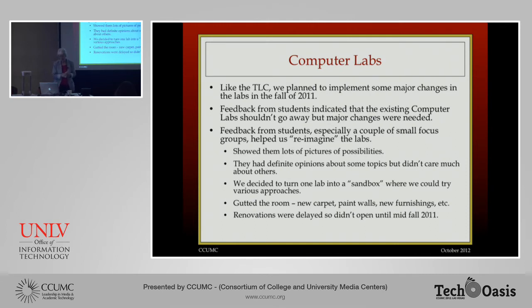Because there were so many different possibilities, we decided to turn one lab into kind of a sandbox where we could try out various approaches. And it was that ugly one with the patterned carpet and the lovely salmon and green color scheme. Basically, we gutted the room. New carpet, new paint, new furnishings, everything. We had hoped the renovations would be ready by the start of the fall, but we had construction issues. We still have one ongoing construction issue with the carpet.